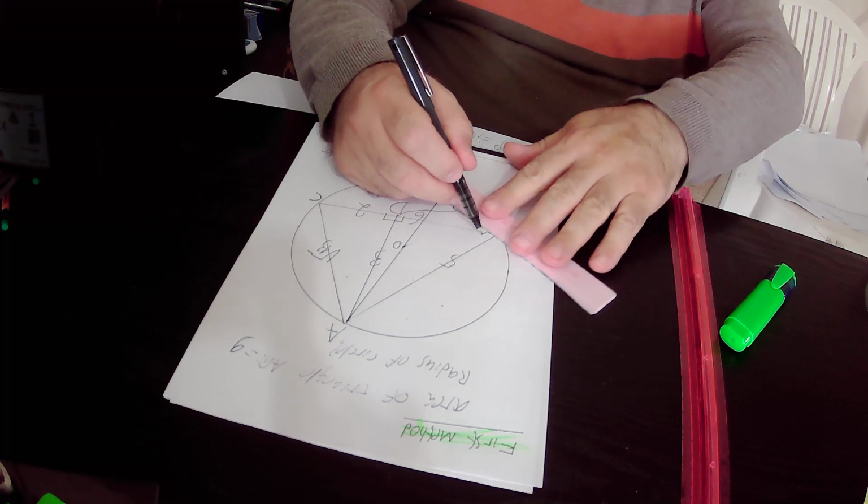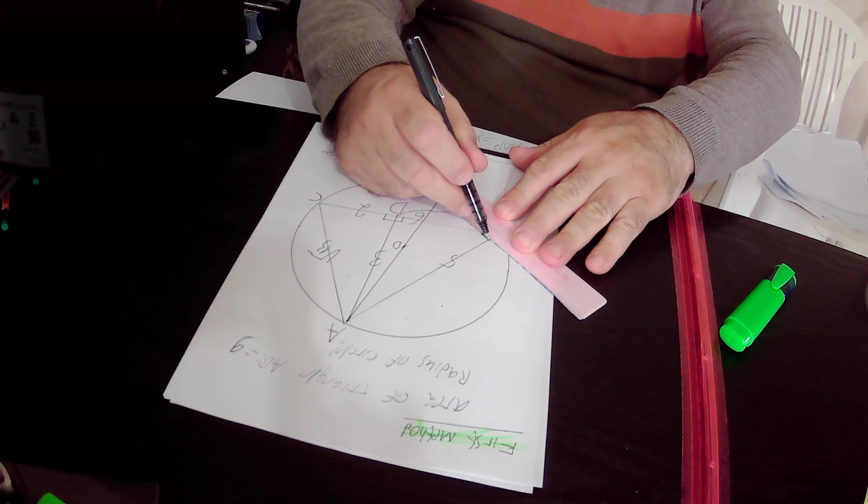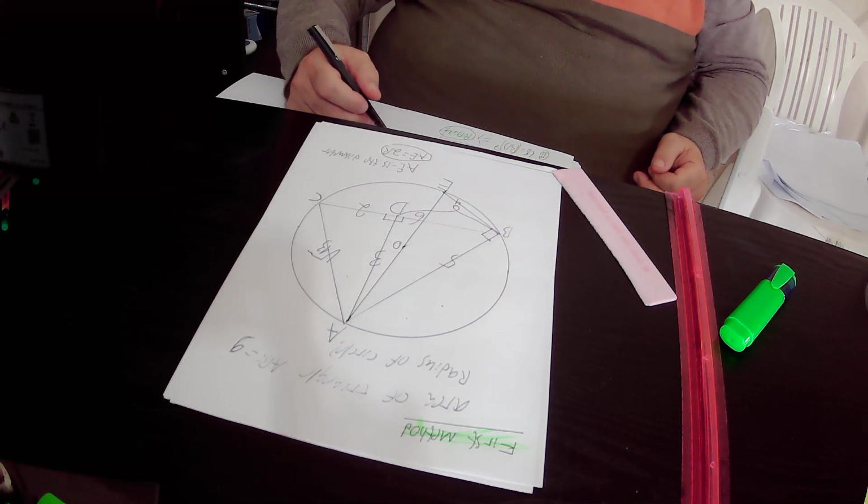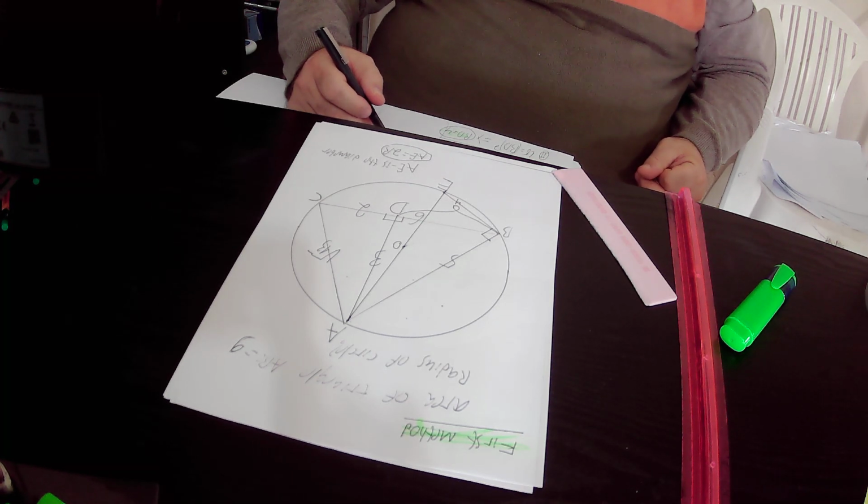Okay? Angle ABE equals 90 degrees. And we have also another rule. According to the following rule, if two peripheral angles rest on the same chord, they are equal to each other.